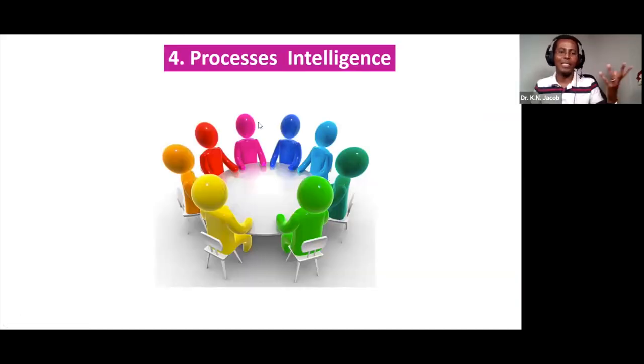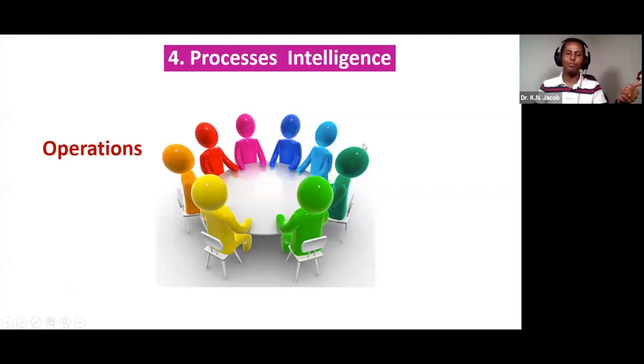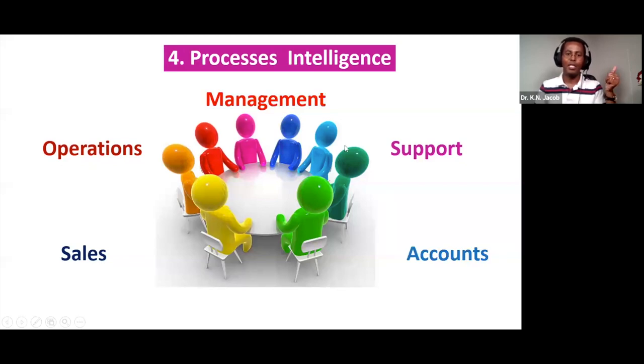Processes. Let's check our intelligence on business processes. And I'll mention a few things very quickly. Number 1, operations in terms of processes, operations processes, sales processes. Then we are talking about support processes. We are talking about accounts processes, management processes, and systems processes.